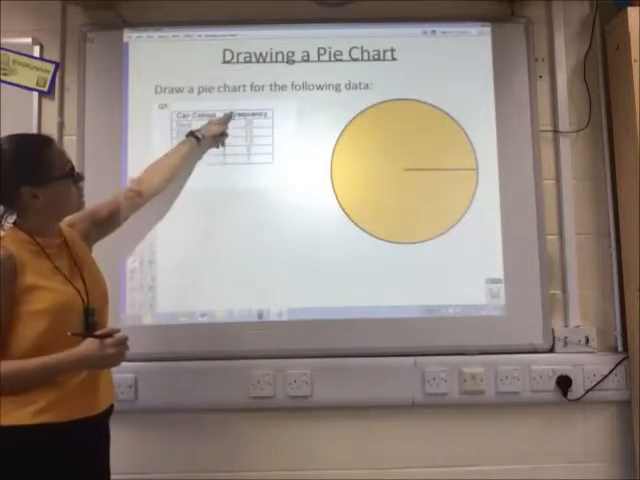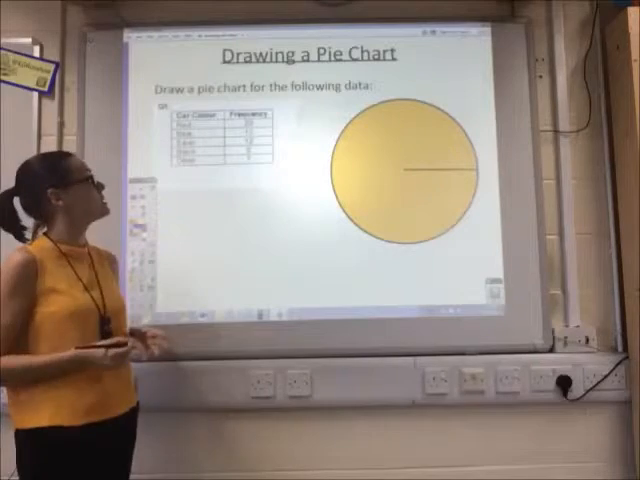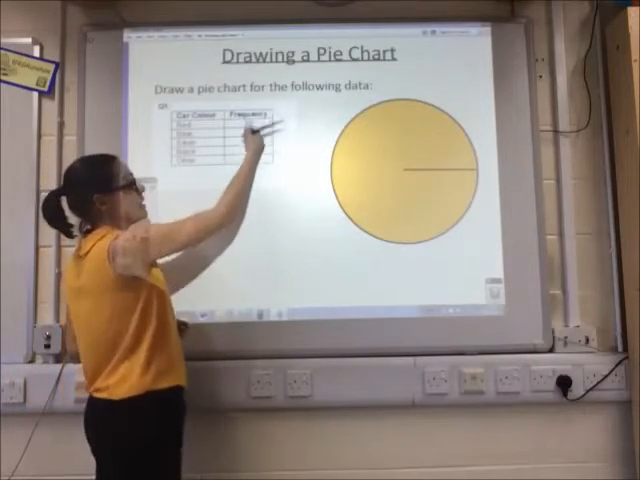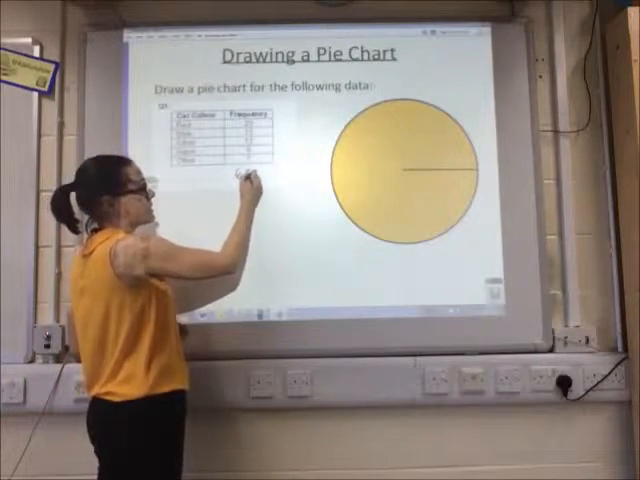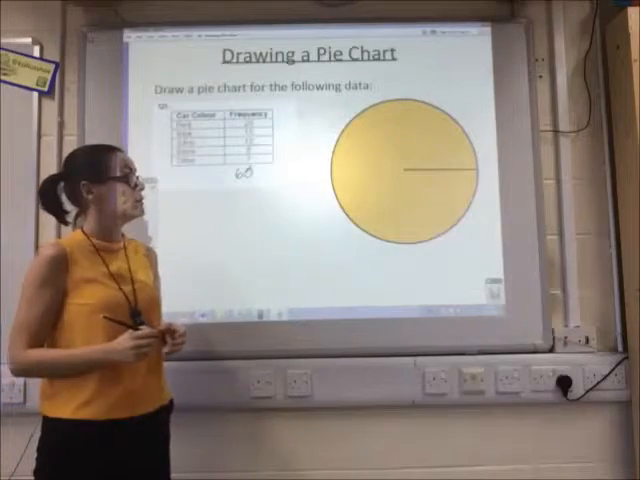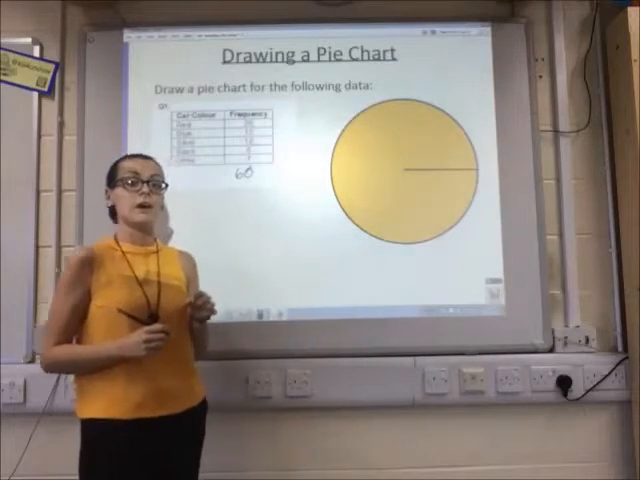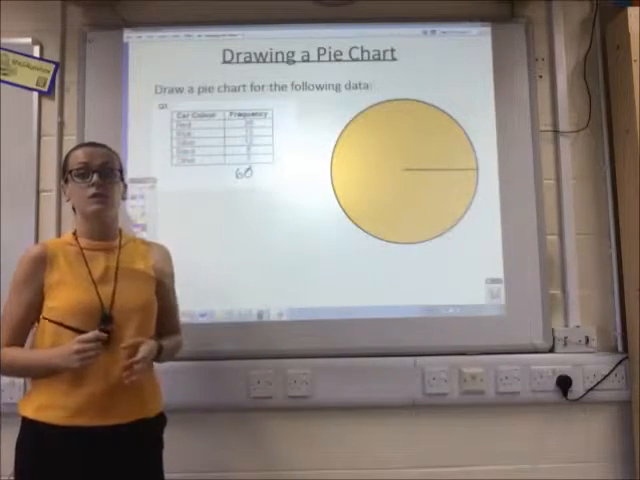So I'm going to add up all of the frequencies in my table, and if you need to do that with a calculator, that's absolutely fine to speed things up. But if I add together all those frequencies, I work out that that pie chart needs to represent 60 people. So my pie chart is 360 degrees altogether, and I need to share that between those 60 people.